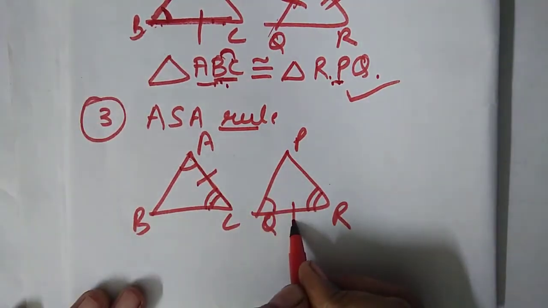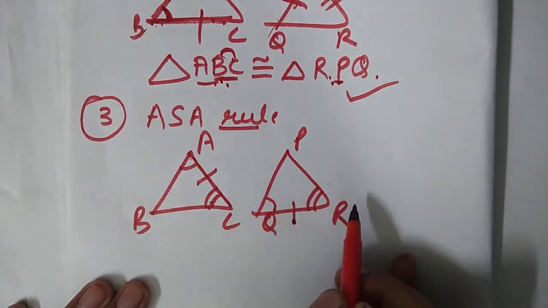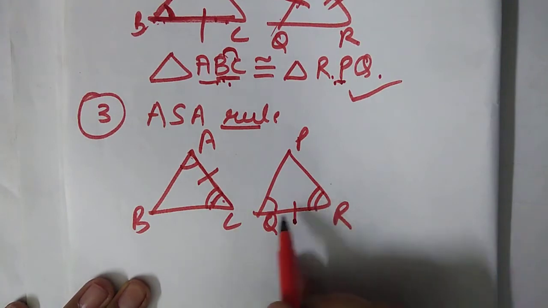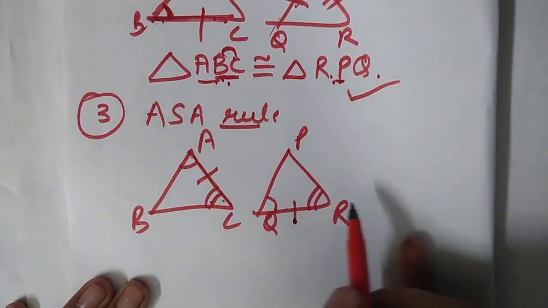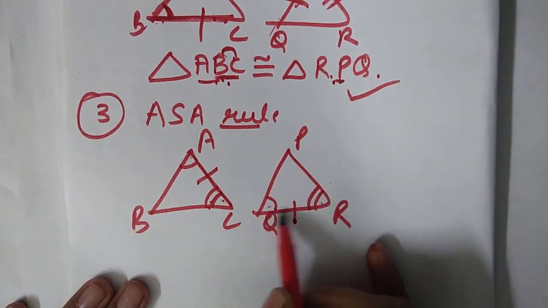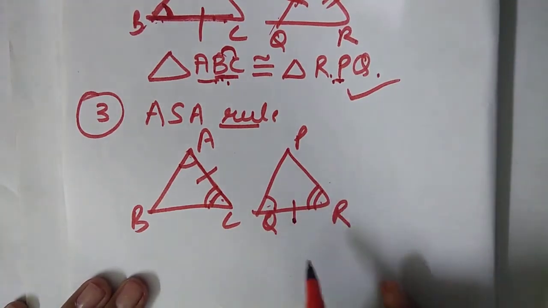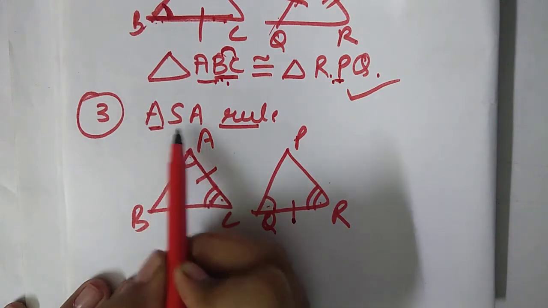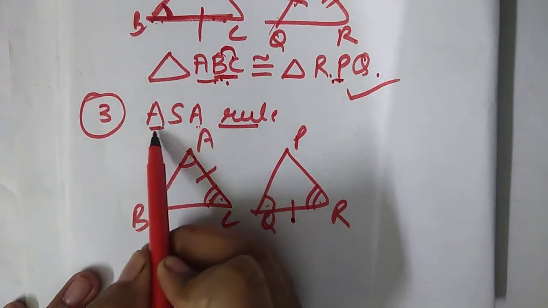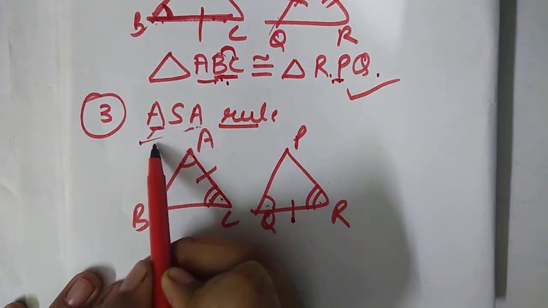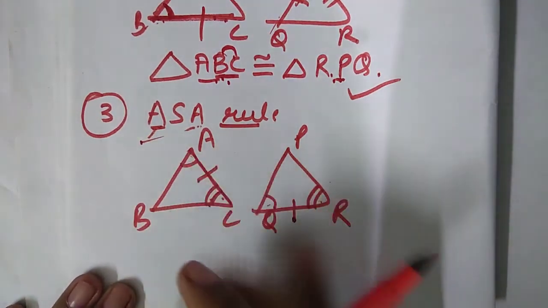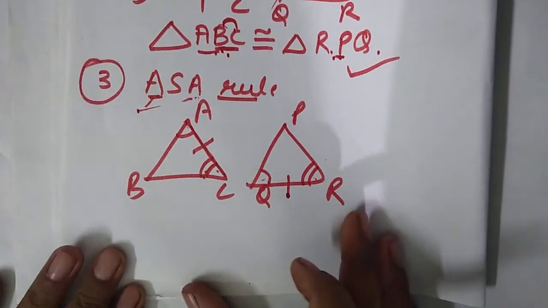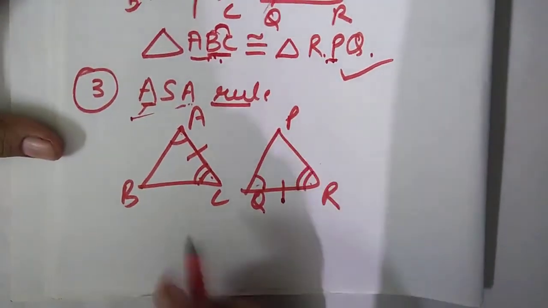So if two angles and one included side between them in one of the triangles are equal to the corresponding two angles and one included side between them, then the triangles are congruent. Okay, A stands for angle, S stands for side and A stands for angle. It means there must be two equal angles and one equal side, and that must be the included side. So then we can say the triangles are congruent. Okay, so let us write the name in symbolic form.